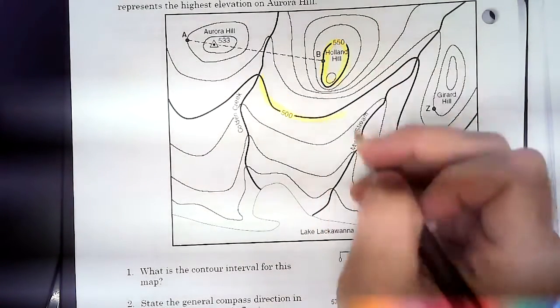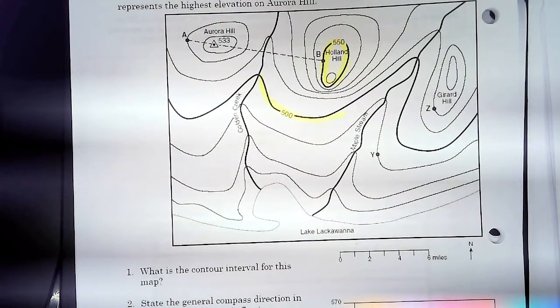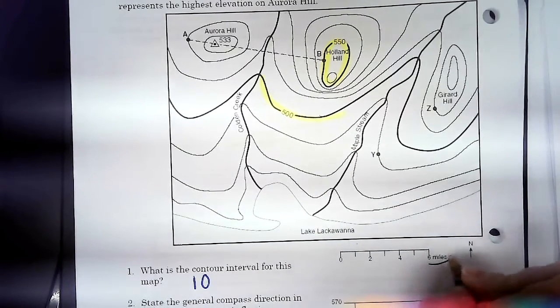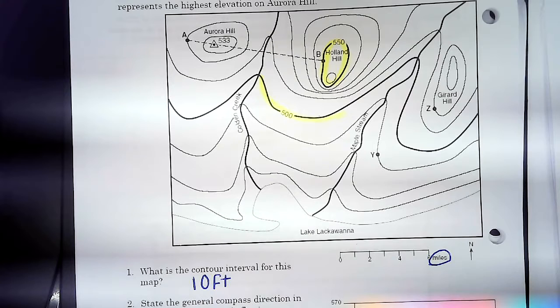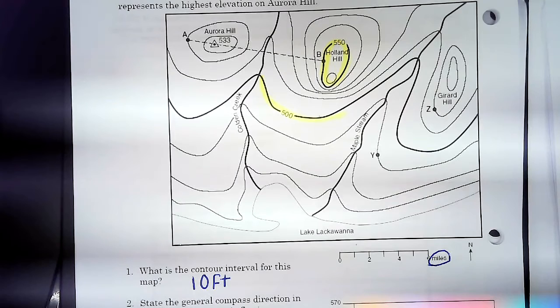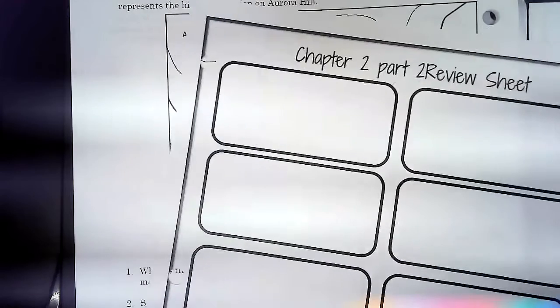So here's 500 and here's 510. What are the lines going up by? 10. And what are these, by the way, 10 meters or 10 feet? And how do you know? If these units are given in miles, then these units are given in feet. Feet and miles go together, meters and kilometers go together. So from that question, what important facts should we put on our review sheet?